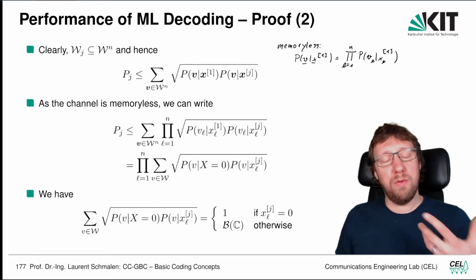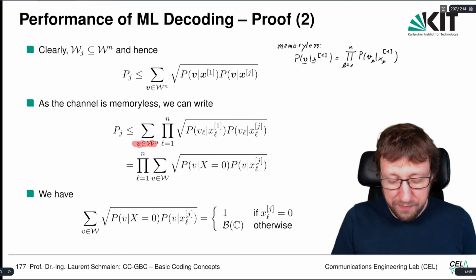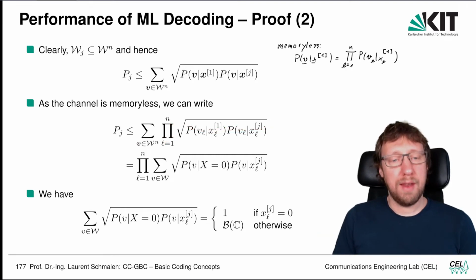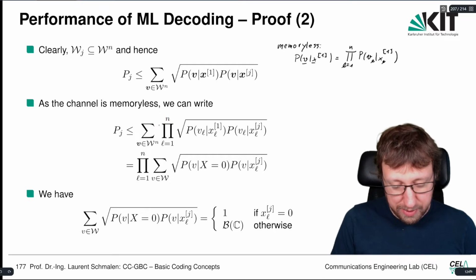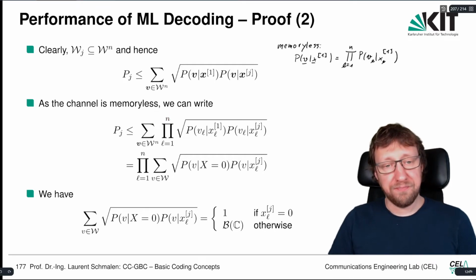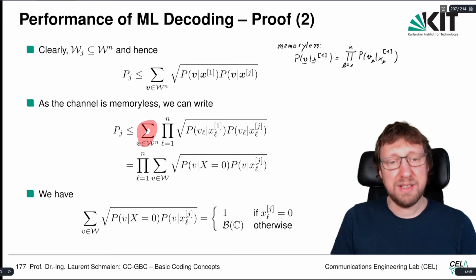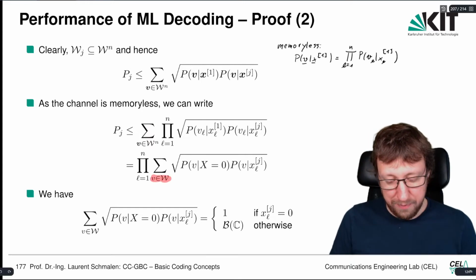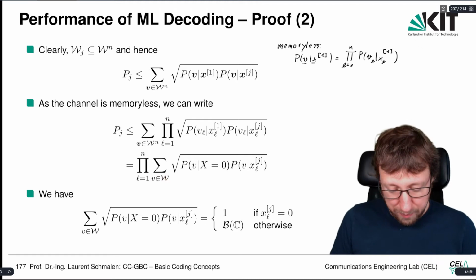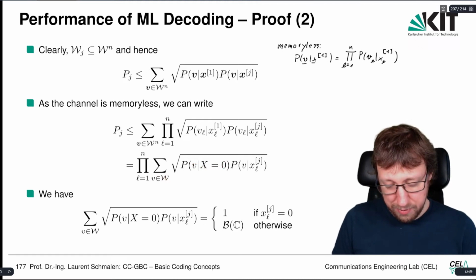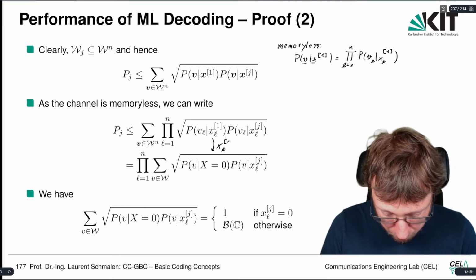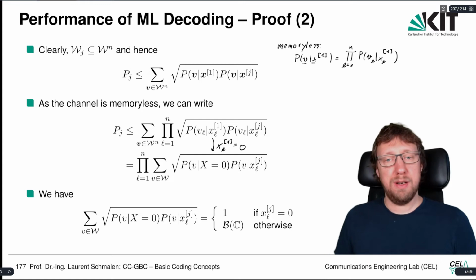So we have the sum over all possible vectors times this product, and now we use the distributive law to exchange the summation with the product. So instead of summing over all possible vectors, we take the product first and then sum over all possible outcomes v. Then we get the product of the probability of v given x equals 0 times p of v given xlj, because here we assume that we know that xl1 is equal to 0, because we transmit the all-0 code word.